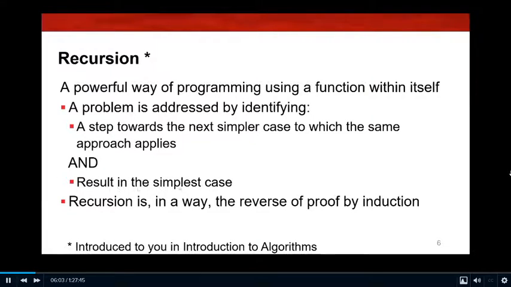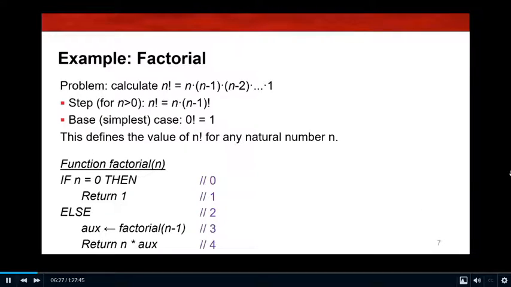So again, we think of the simplest case possible first, and then we think of how we step it up, how we combine it with the other inputs in order to solve the larger problem. If you're familiar with proof by induction, it's almost like the reverse approach to proof by induction. So here's an example, factorial. If you remember from your maths way back when, factorial is n times n minus 1 times n minus 2 times n minus 3, and so on and so forth, until we get to the number 1, okay?